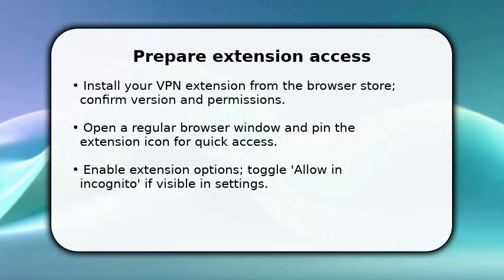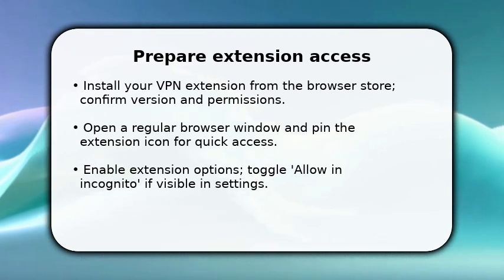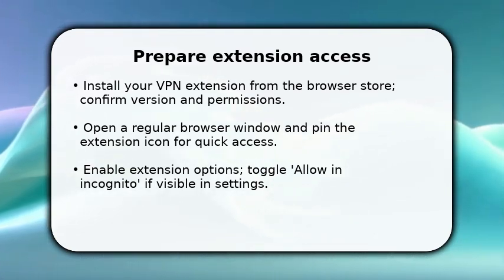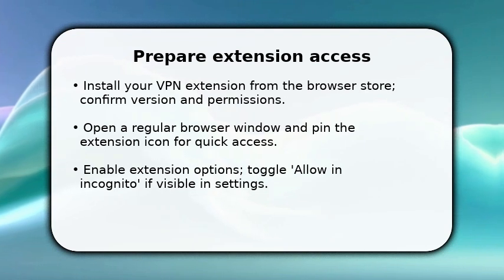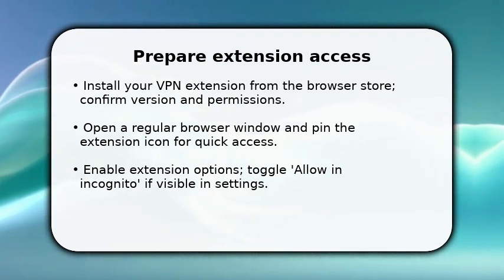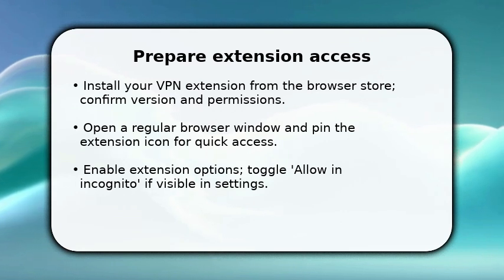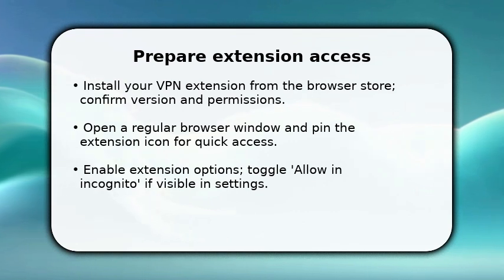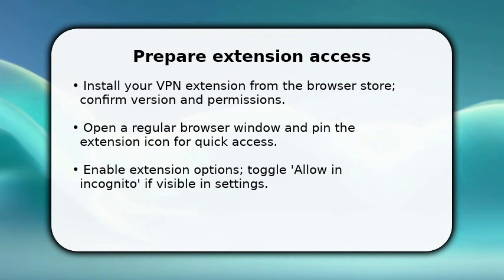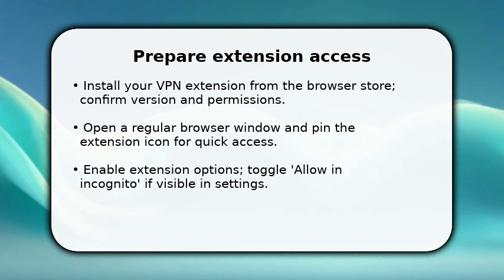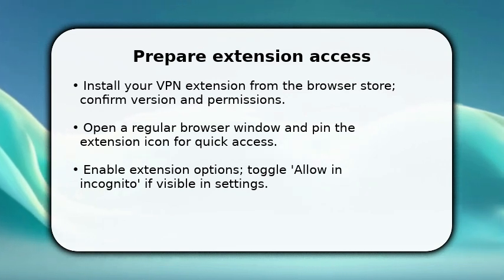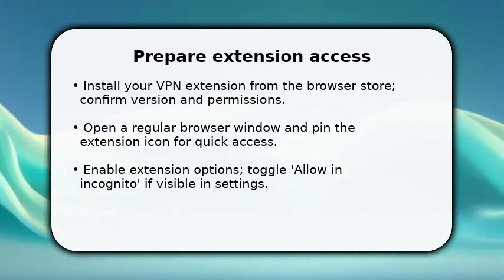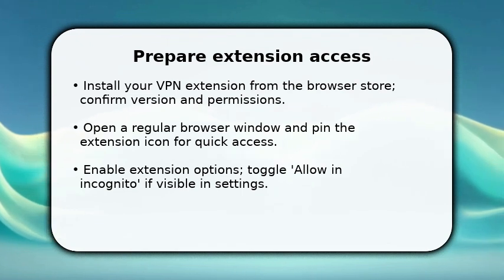You start by ensuring the VPN extension is installed and up to date. This avoids compatibility issues. Open the browser and pin the extension so you can find it quickly in Incognito later. Once done, open the extension settings and locate the option labeled Allow in Incognito or similar. Enable it. If the option is hidden, open the Browser Extension Manager and enter the Extension Details page to toggle permission. These steps grant the extension permission to run when you open an incognito window.